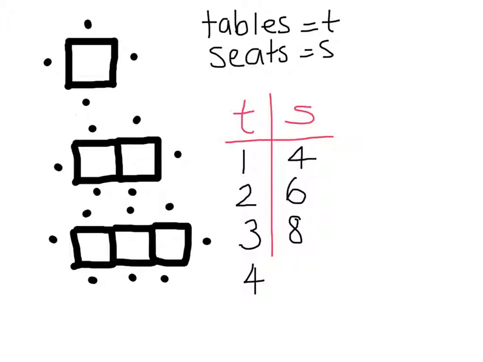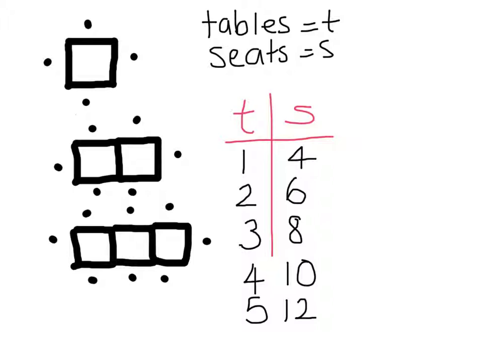Now, this is where you could draw it again, and in fact we often ask you to draw it again, but you can also look at what's happening with this pattern. 4, 6, 8, I think the next one might be 10. 5, I think the next one might be 12. Right, that's easy enough to do.